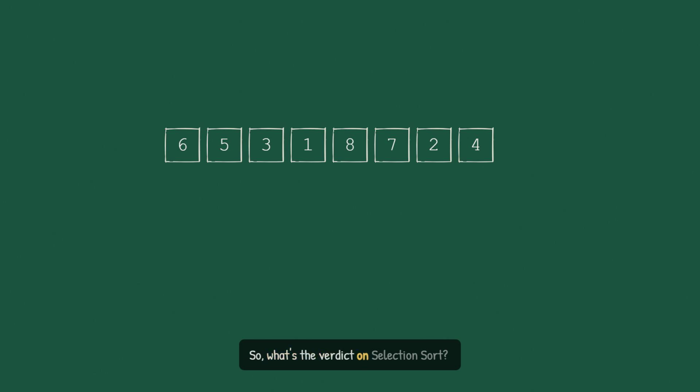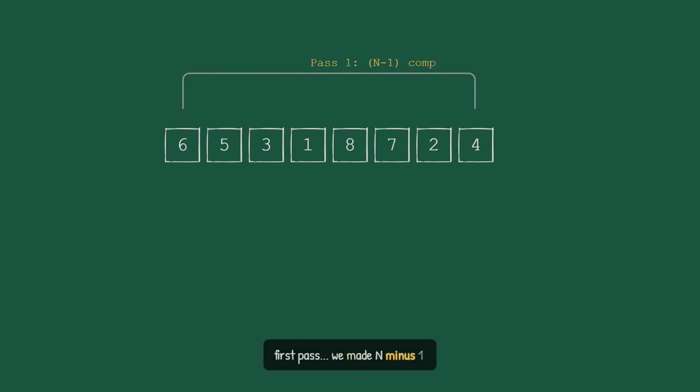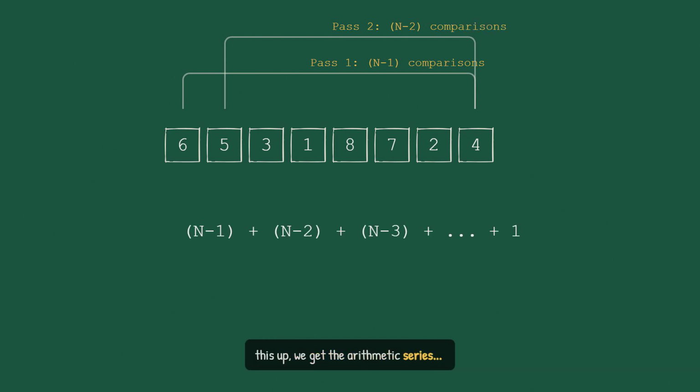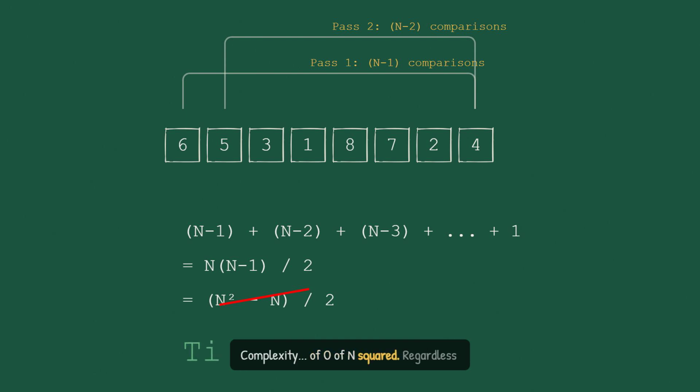So what's the verdict on selection sort? Let's calculate the time complexity. In our first pass, we made n-1 comparisons to find the minimum. In the second pass, we made n-2 comparisons. And this pattern continues all the way down to 1. If we sum this up, we get the arithmetic series n times n minus 1 over 2. In big O notation, we drop the constants, leaving us with a strict time complexity of O of n squared.